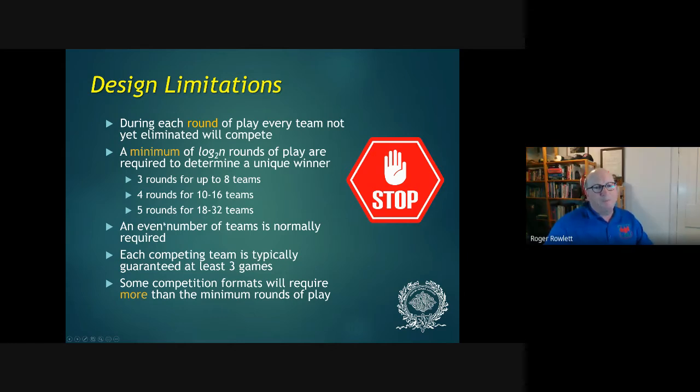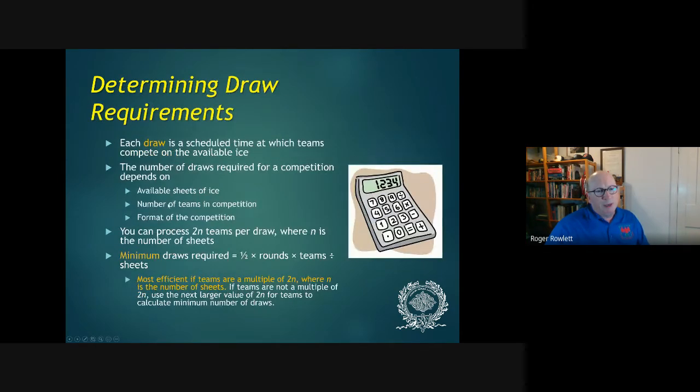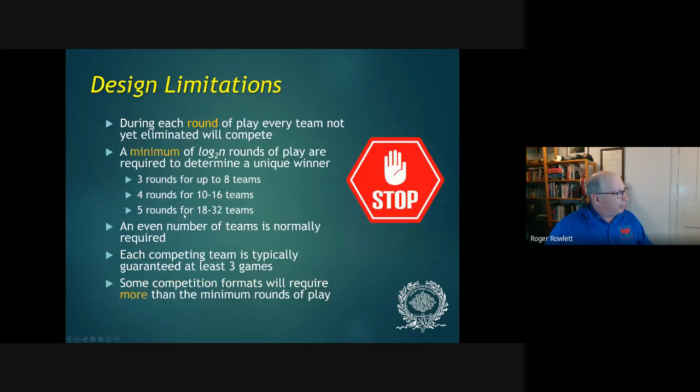Right. So an even number of teams is normally required for you to run an event. It is possible in some formats to run an odd number of teams, but it generates enormous complications and will actually also present some issues in terms of teams getting in the number of games that they're expecting. So a typical Bonspiel is designed so that each team in the competition will play at least 3 games. It makes it worth their while to travel.